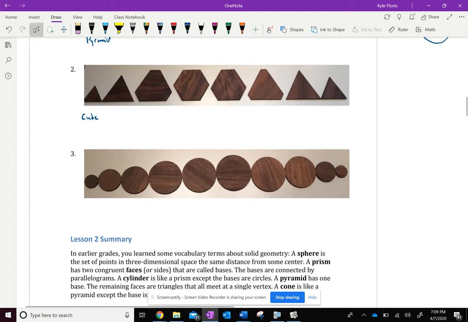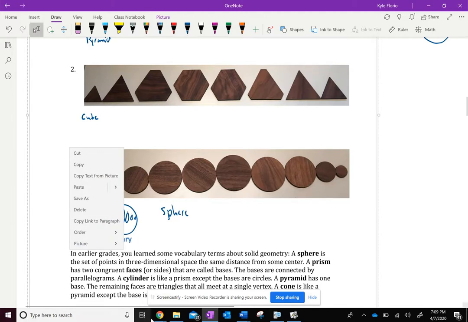This one maybe not so tricky. A bunch of circles that get bigger and smaller. This reminds me of just if I put all these next to each other. I think that's just going to be like a sphere, like a ball. And we'll see when we stack them up.